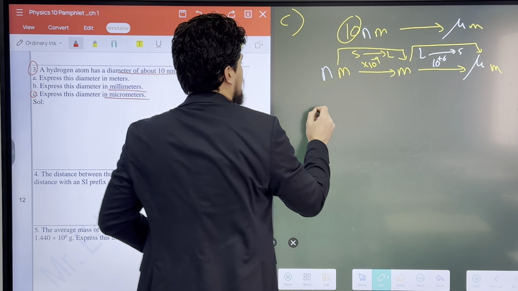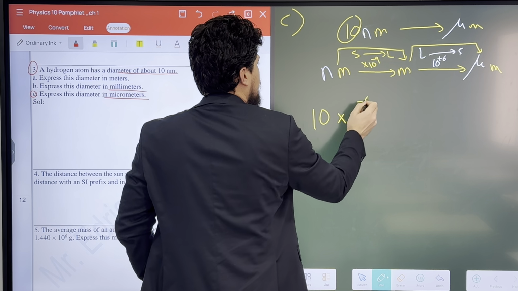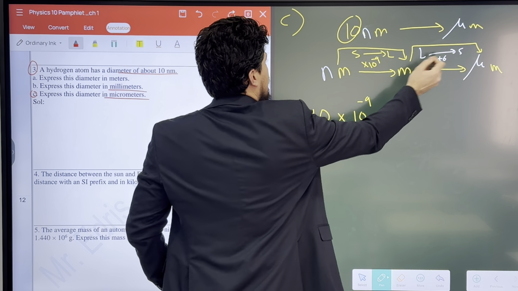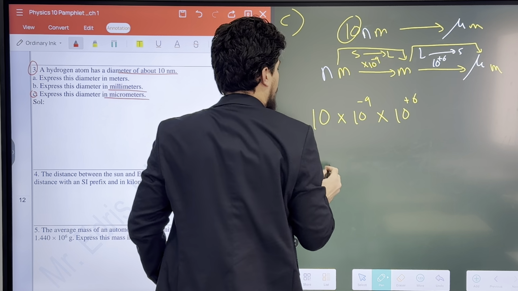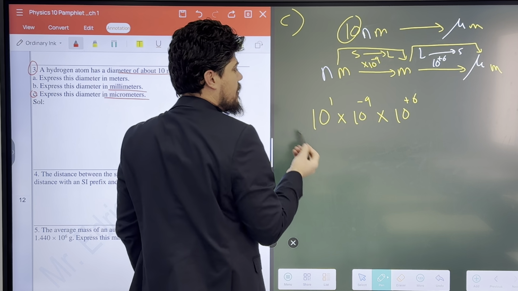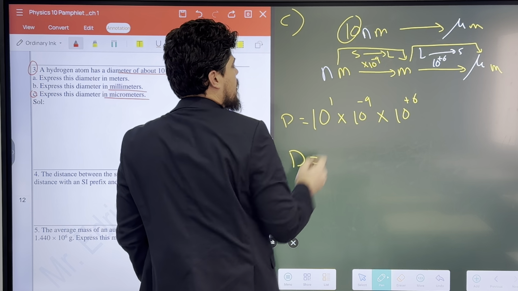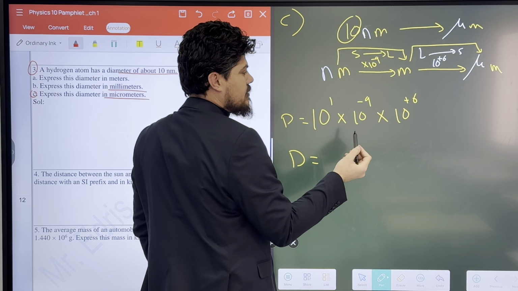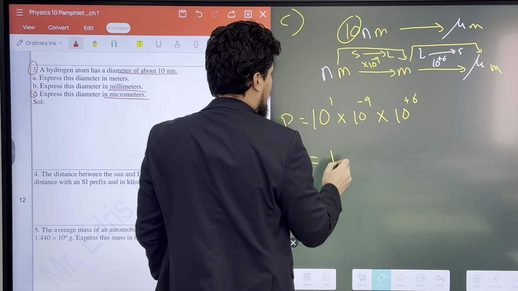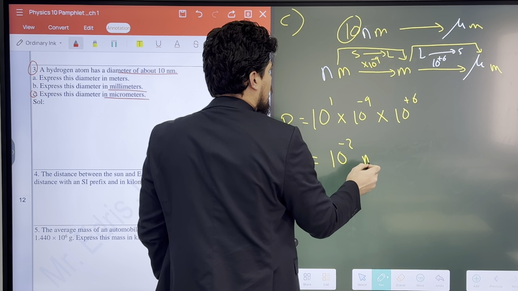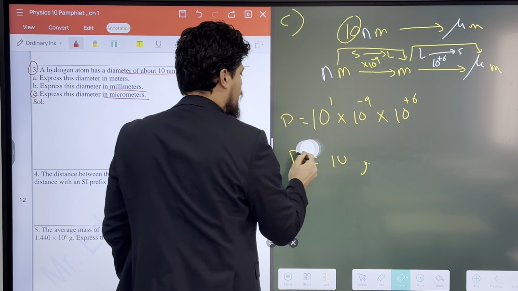What is the given value? 10. Bring down this 10. Times nanometer to meter, 10 power negative 9. Times meter to micrometer, 10 power positive 6. Okay? And already we have 10 power 1 here. This is the diameter. 1 plus negative 9, negative 8. Negative 8 plus positive 6 is going to be 10 power negative 2 micrometer. Okay? Look, how did we get this number?